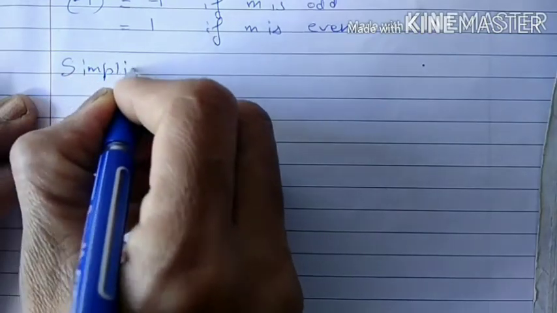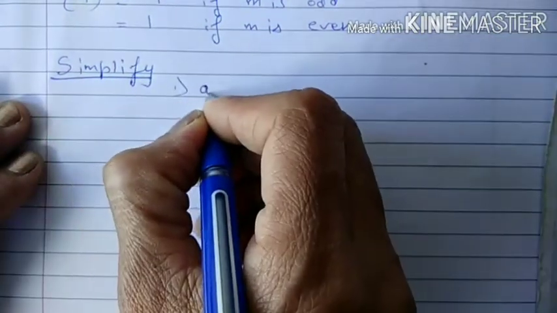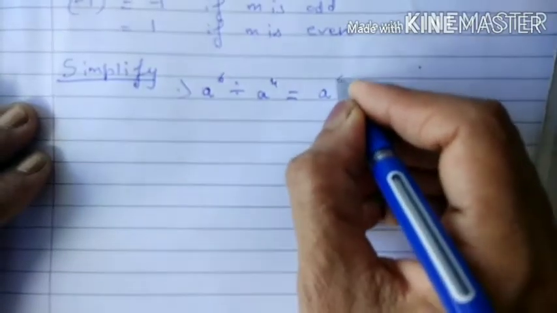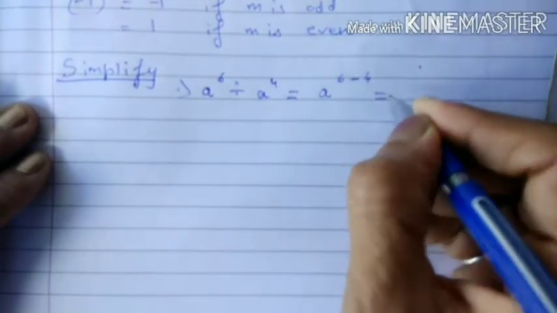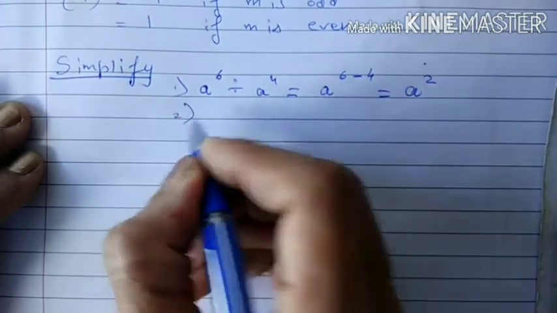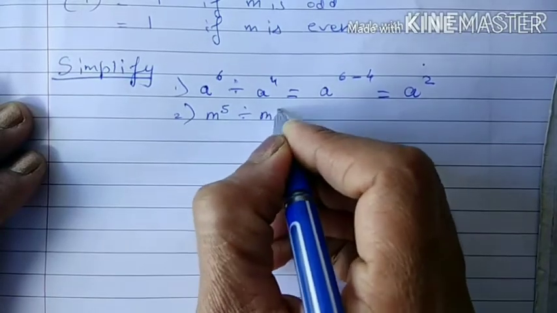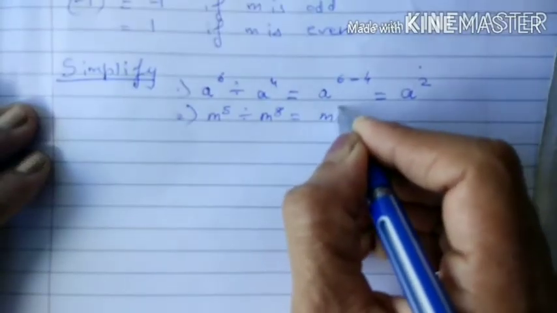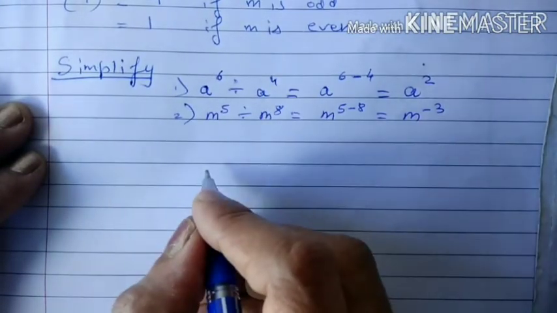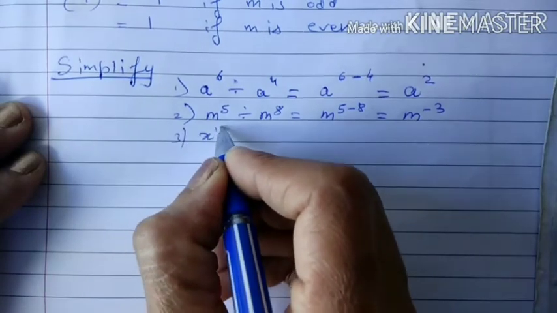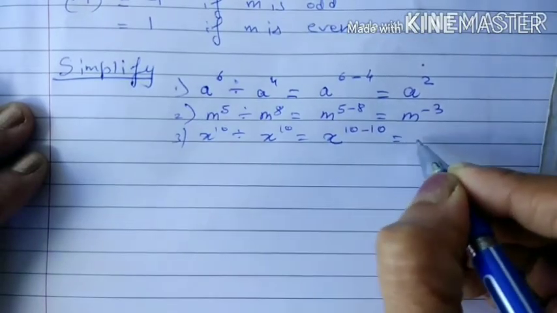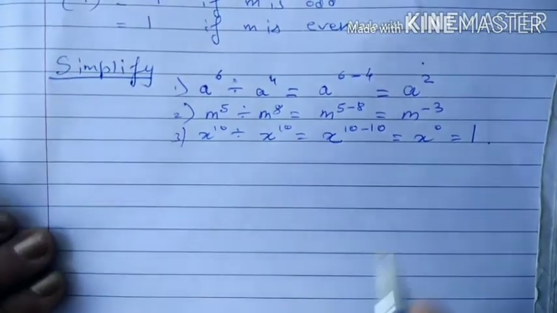Now let's look at examples when the question given is simplify. In the first example, it is a raised to 6 divided by a raised to 4. It is division, so you have to subtract the indices. So it's a raised to 6 minus 4, that will give you a raised to 2, and you just leave it as it is. Second is m raised to 5 divided by m raised to 8. This is division again, so you have m raised to 5 minus 8, you get m raised to minus 3, the sign of the greater number 8. Then x raised to 10 divided by x raised to 10, you get 10 minus 10, that is 0. Now anything raised to 0 is always 1.